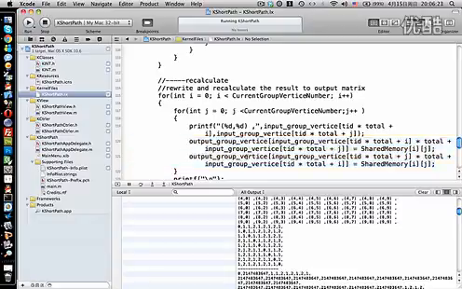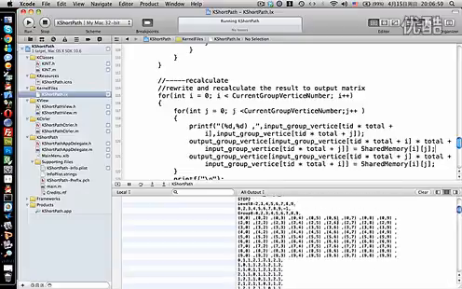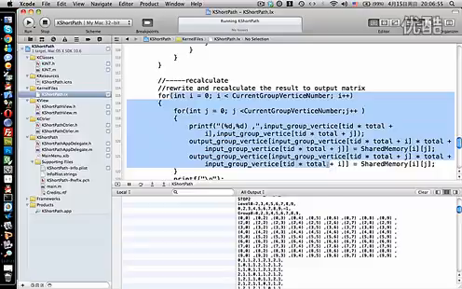But there is a problem because two groups contain some of the same vertex. If I write this back to the matrix, it will rewrite some other group's value. So this is a problem I try to fix, but now I still find nothing to deal with this problem. So here we can see the matrix I print from the shader, the kernel functions.